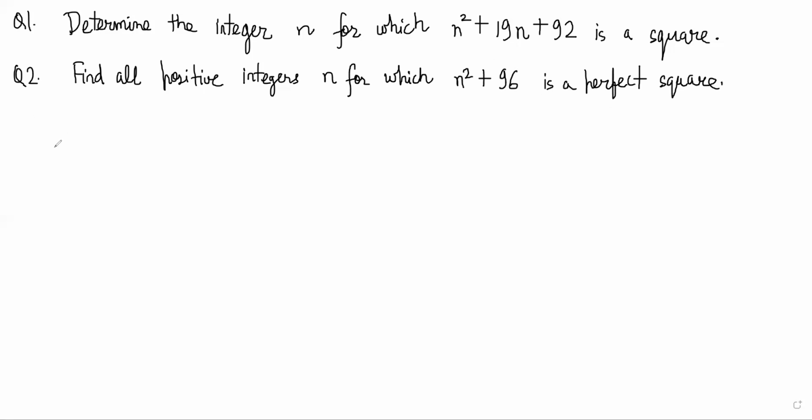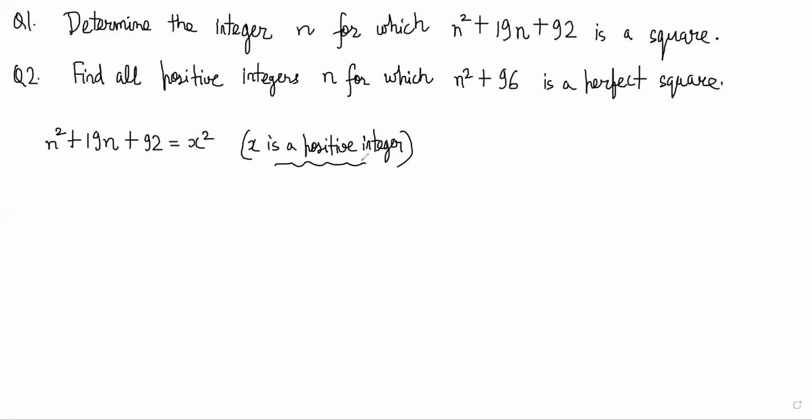In the first one, you should try to say n square plus 19n plus 92 is equal to some x square, where x is an integer. Yeah. And then hope to manipulate it in such a way that you can try and solve for x and n.